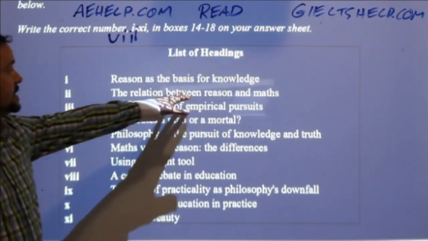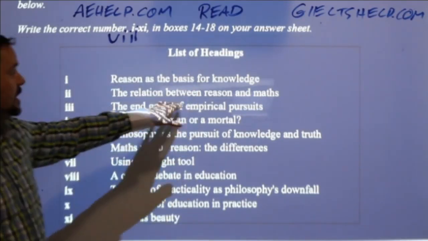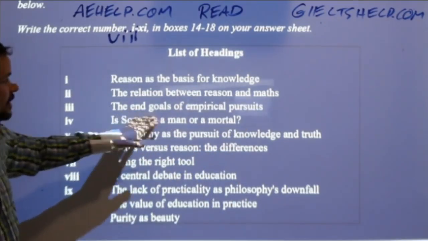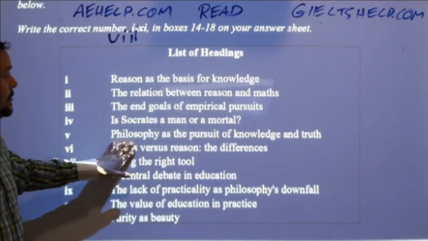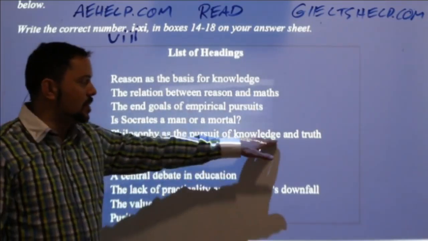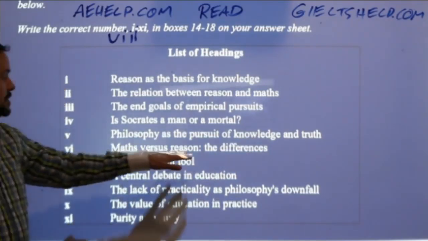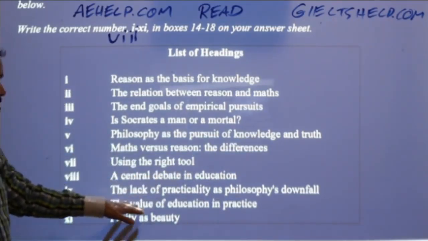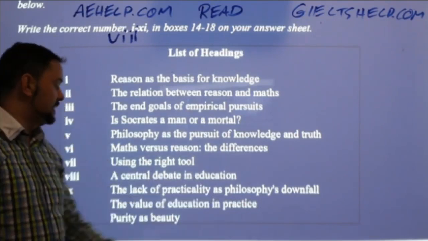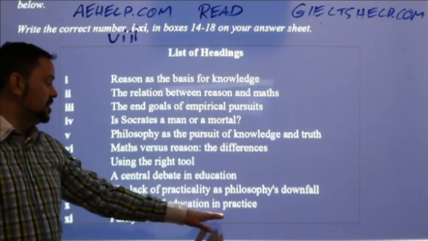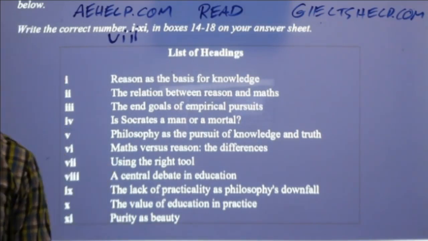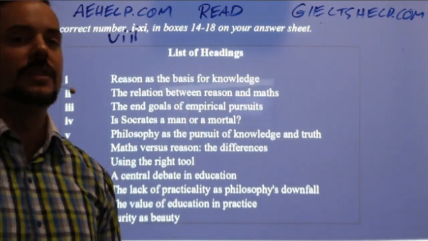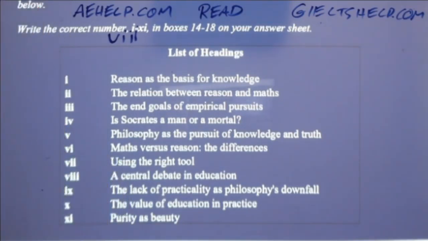So reason as the basis for knowledge, the relationship between reason and math, the goals of empirical pursuits, Socrates, man or immortal, philosophy as the pursuit of knowledge and truth, math versus reason, using the right tool, a central debate, the lack of practicality, the value of education and practice, purity as beauty. Which one do you think is the best match for the origin of philosophy and its place in modern society?